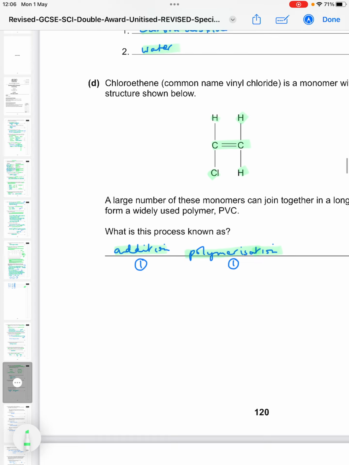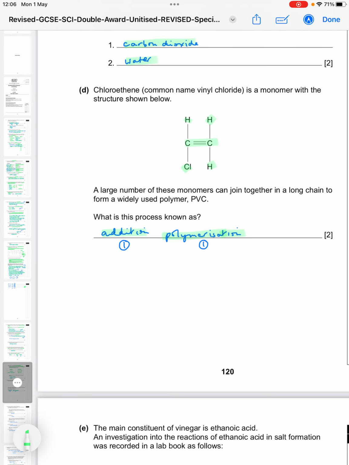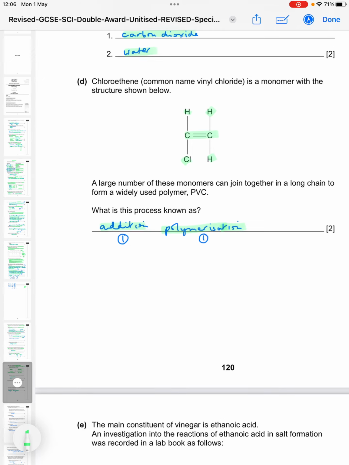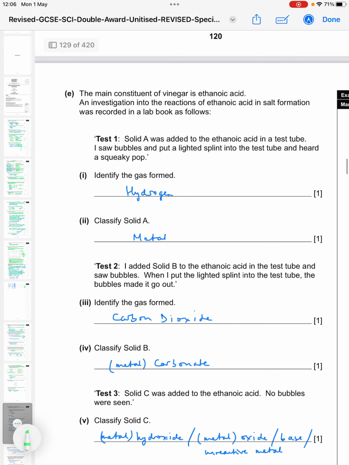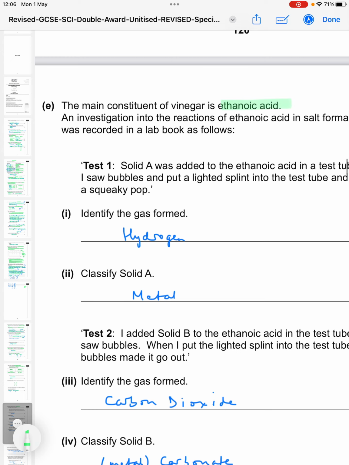What is this process known as? Well, it's addition polymerization. 2 marks. If you just said it was polymerization, you get 1, but because you're breaking the double bond, it's addition, so that is your second mark.